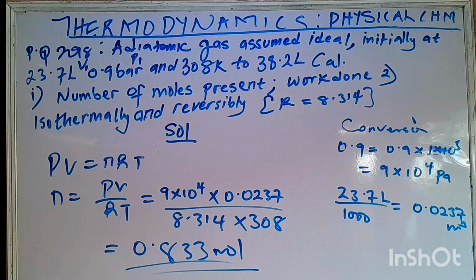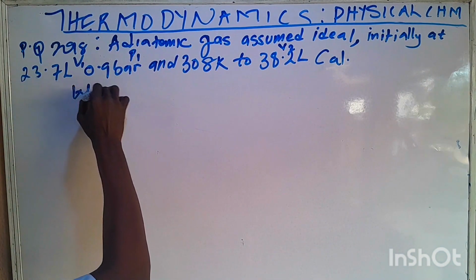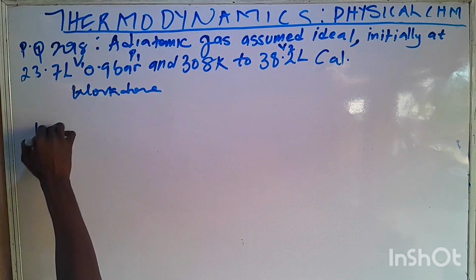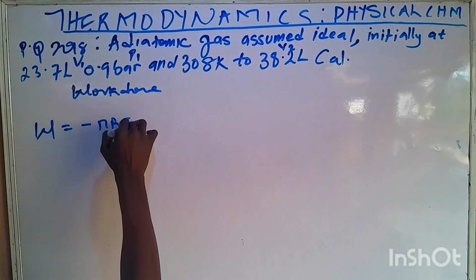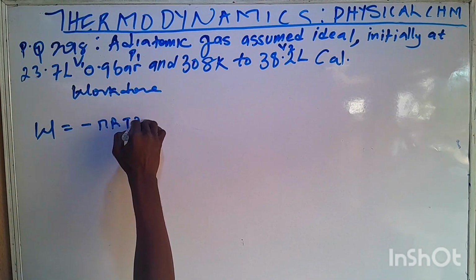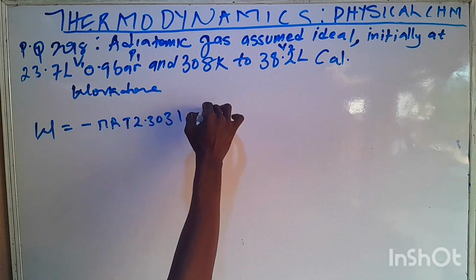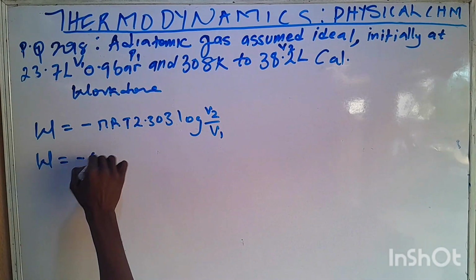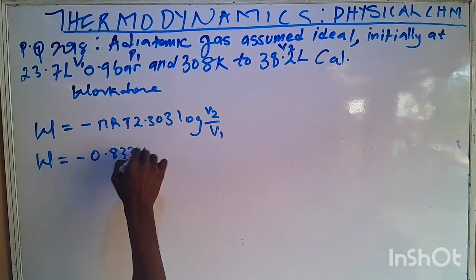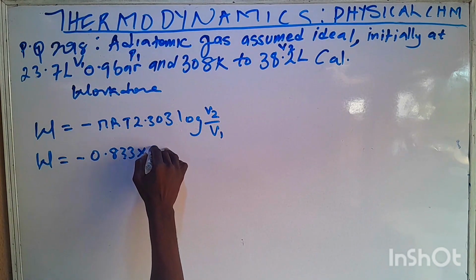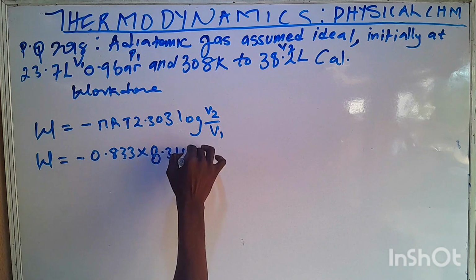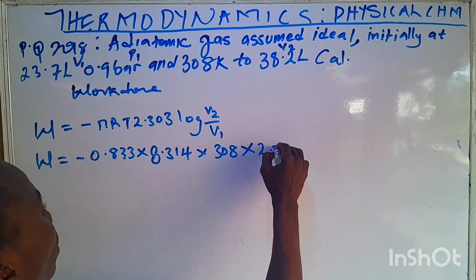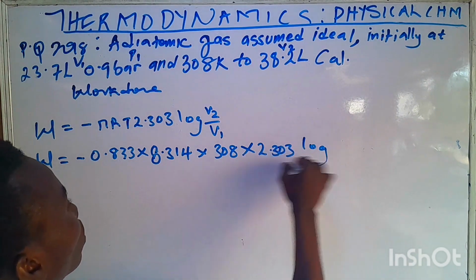So since you have solved for that, the question asks you to calculate the work done. So how do you calculate the work done? It's very simple, using the formula W equals minus nRT, followed by 2.303 log V2 over V1. W equals minus, we have calculated this one, 0.833 times the gas molar constant, that is 8.314, times temperature 308, times 2.303, followed by log of V2.